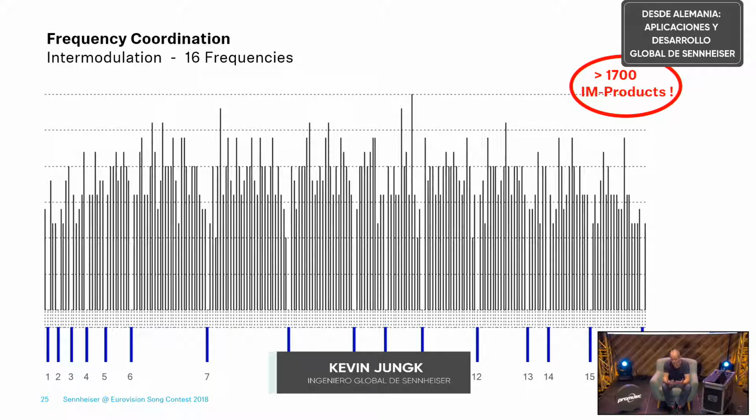And this goes on a logarithmic scale. For 32 channels, you already have 16,000 intermodulation products.